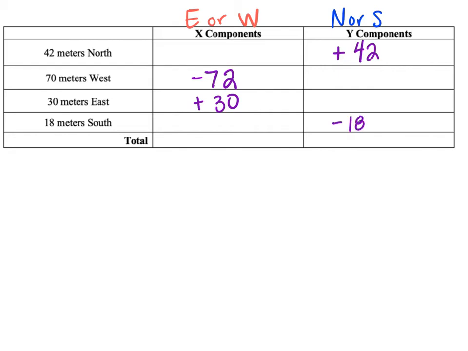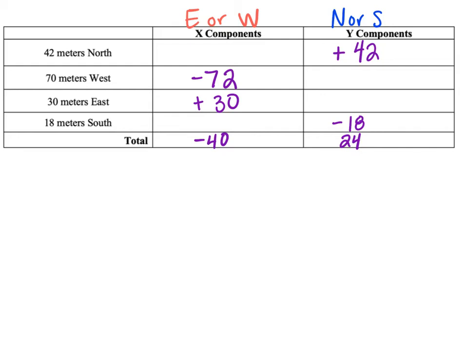So again, all we've done so far is sort them into either the x or the y column based on if they're going east or west for x, or north or south for y. If it's west or south, then you're going to put a negative in front of it because those negatives tell us we're going in the negative direction, or on a compass that'd be considered west or south. All right. So now your next step is to add up each column. For the x column, our total here is negative 40, and for the y column, our total is negative 24.